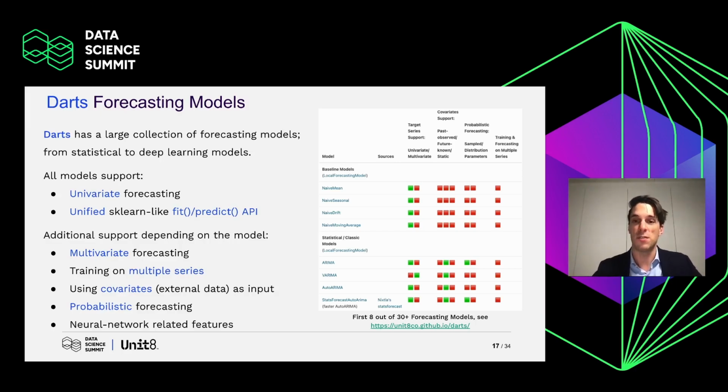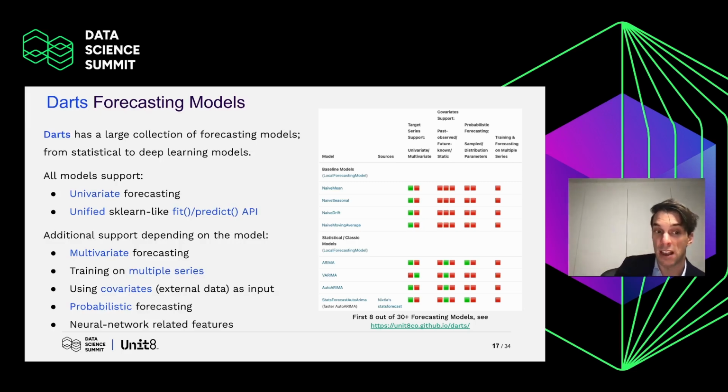On the right hand side, we see the first 8 out of the 30 plus forecasting models currently available in DARTS, with the corresponding features they support. Besides univariate forecasting, standing for one column or one data series of information, other models potentially support multivariate forecasting or even training on multiple series at the same time.